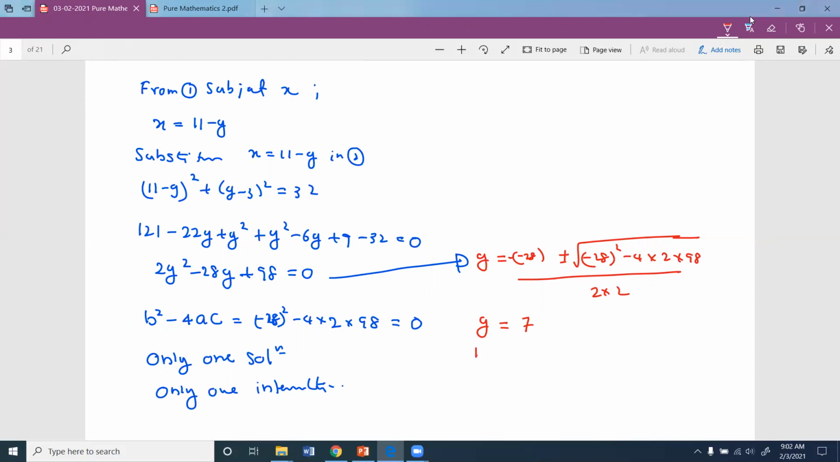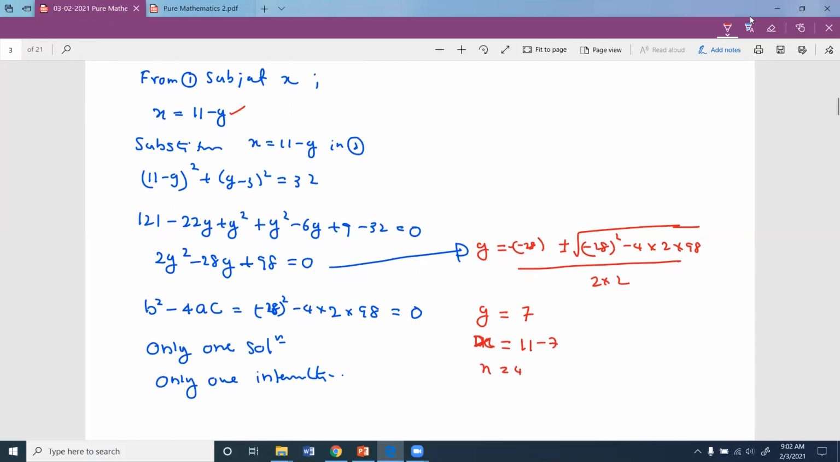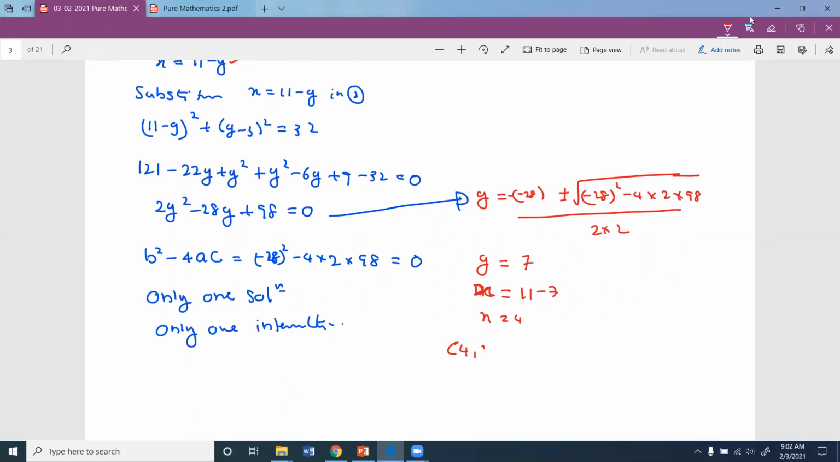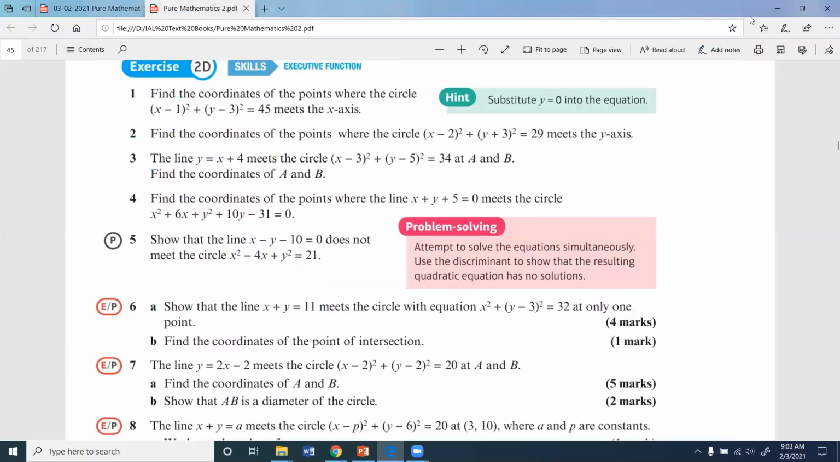Then you can write, sorry, x is equal to, from here, 11 minus 7, that is x equals 4. So you can say at only this point, 4, 7 is the only intersection. So like that you can even do this question. That's a way of getting the solutions for that kind of question, right?